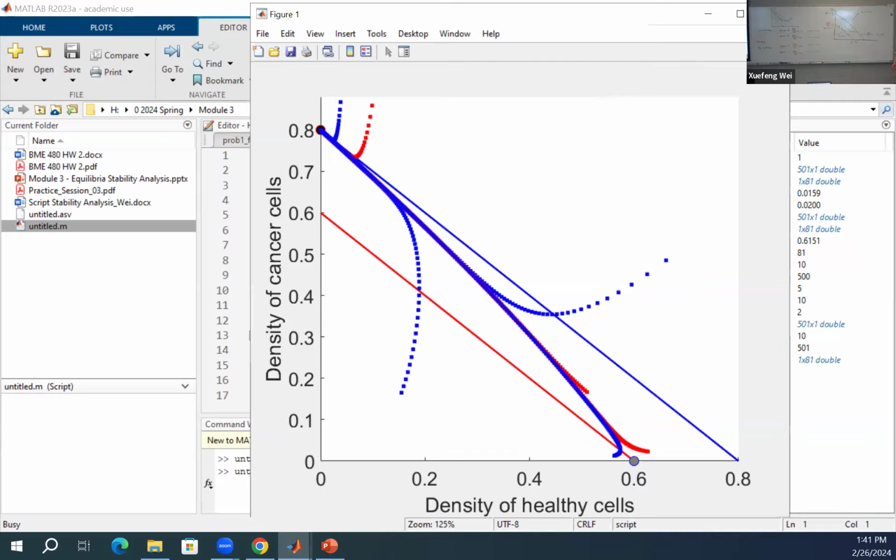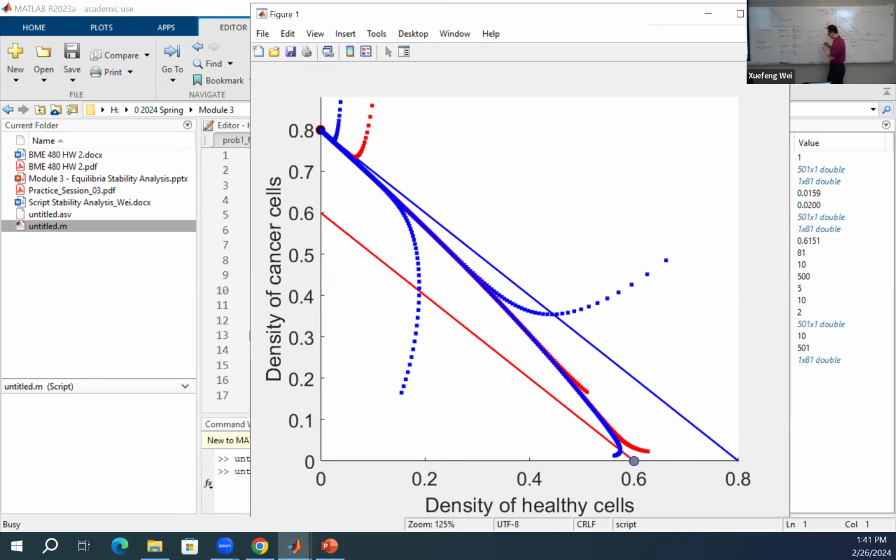Oh, it doesn't attract. So this equilibrium point is called a repeller. This is a repeller equilibrium point. Okay, repeller. And this one is called an attractor. So this is the repeller, and this point is an attractor.